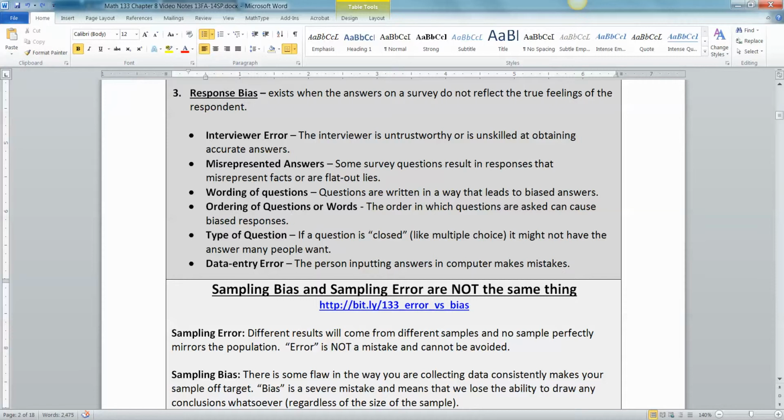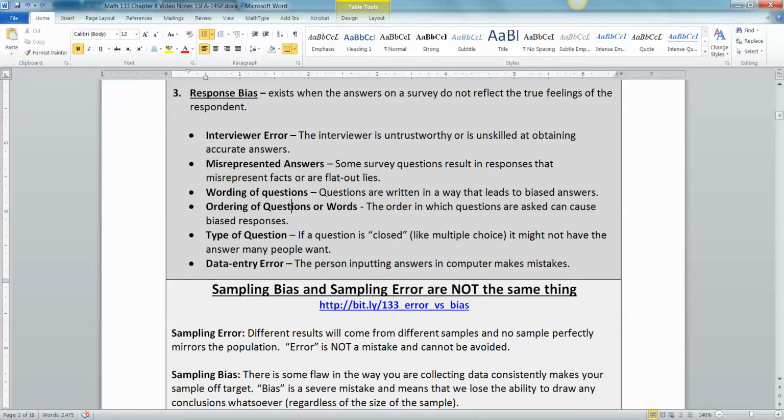Then the type of question. If a question is closed, like I was saying earlier, suppose you want to give a different response. You want to kind of say, I don't know, or whatever, but they don't give you that option. They don't give you the option of backing out. Or let's say you want to give a full response with like an essay, but they don't give you space for that kind of thing. And then last but not least, pretty simple, somebody messes up and types wrong what you said. So you said 33%, but they typed 333%, that sort of thing.